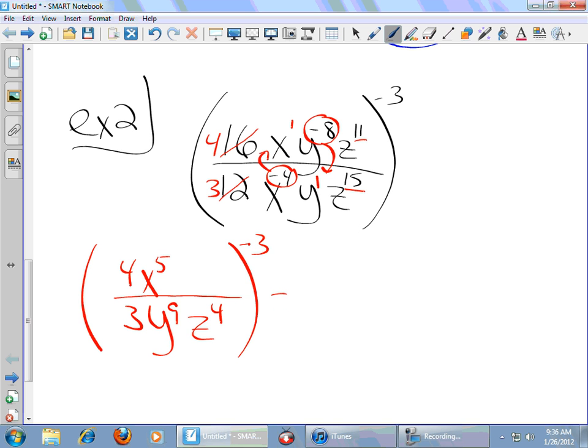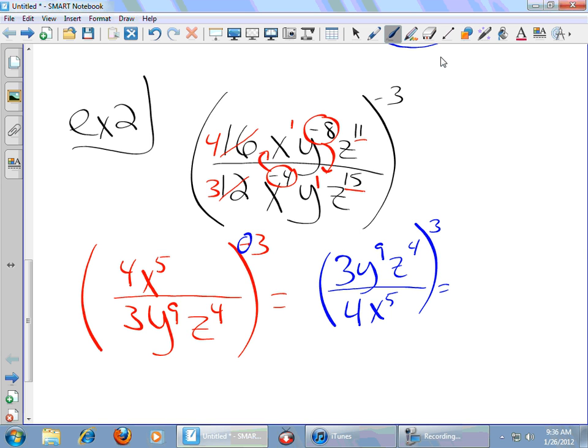Negative 3rd. All right, so now I'm going to get rid of the negative here by using the reciprocal. 3 y to the 9th z to the 4th, put it over 4x to the 5th, raise it to the 3rd, and now I'm going to raise everything to the 3rd power. 3 to the 3rd, I believe, is 27. Y to the 9th times y to the 9th times y to the 9th. Y to the 27th. Z to the 12th. Okay. 4 times 4 times 4 is 64. X to the 15th.